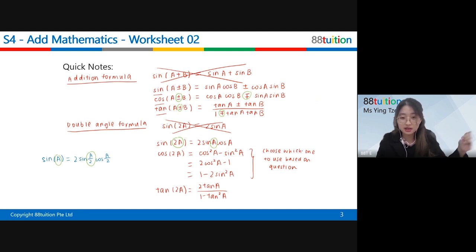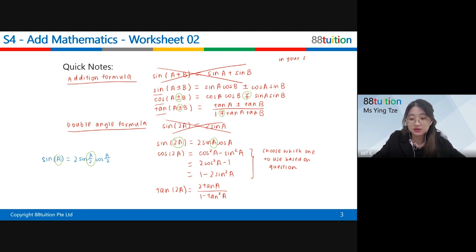So far, everything is okay? Have you all seen these formulas before? All these formulas are in your formula sheet. During the exam, they will give you this formula sheet, with all the addition formula and double angle formula inside.